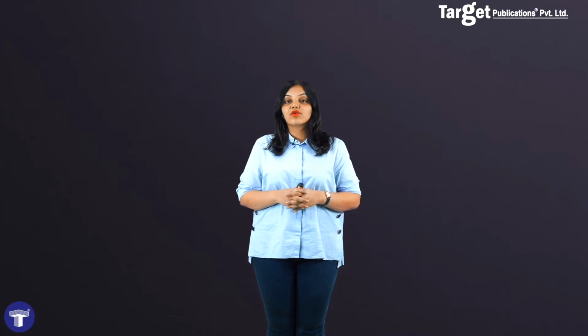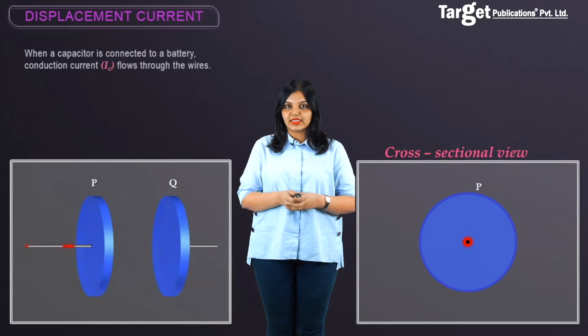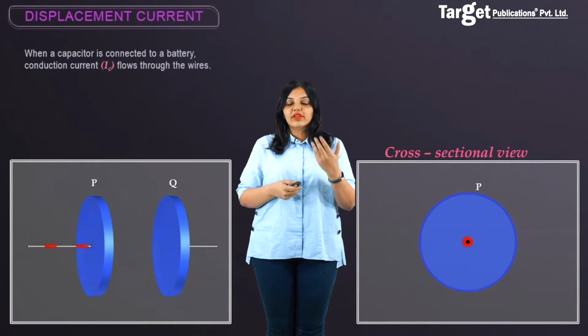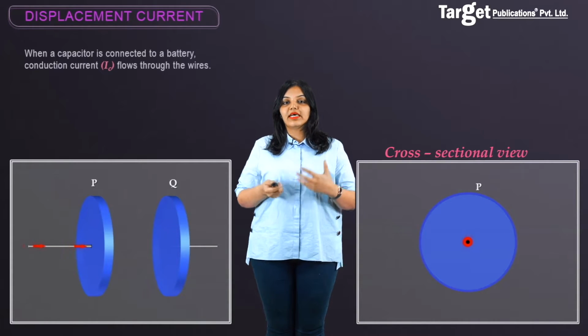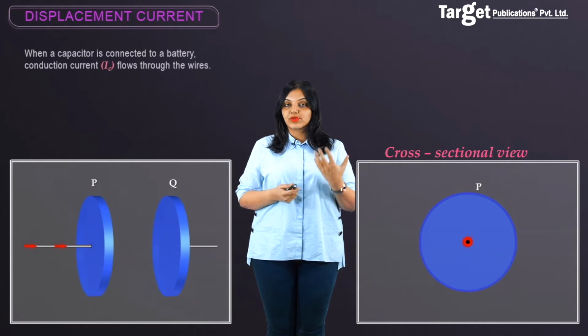So let's look at the experiment which led Maxwell to conclude that changing electric fields produce magnetic fields, and through which he conceptualized displacement current. Now in this experiment, like I said, he was working with a capacitor. We know that whenever a capacitor is connected to a battery, the capacitor starts charging, which means that conduction current starts flowing through its wires.